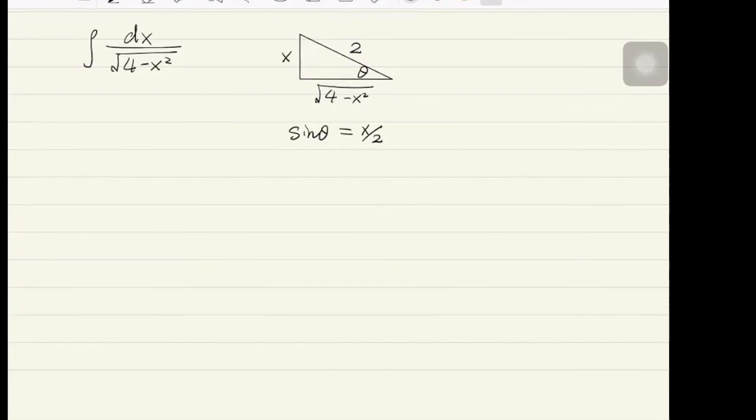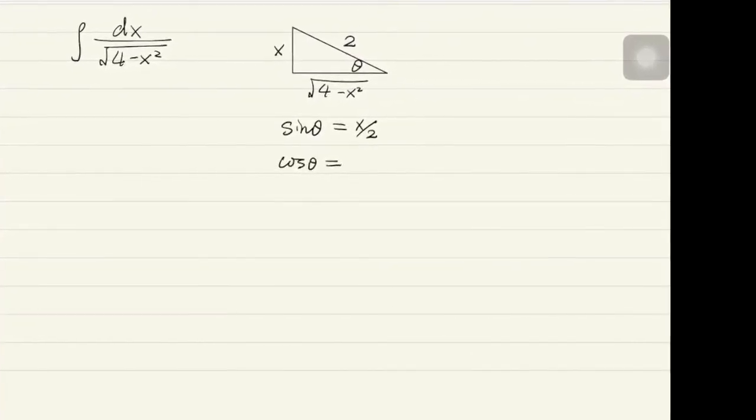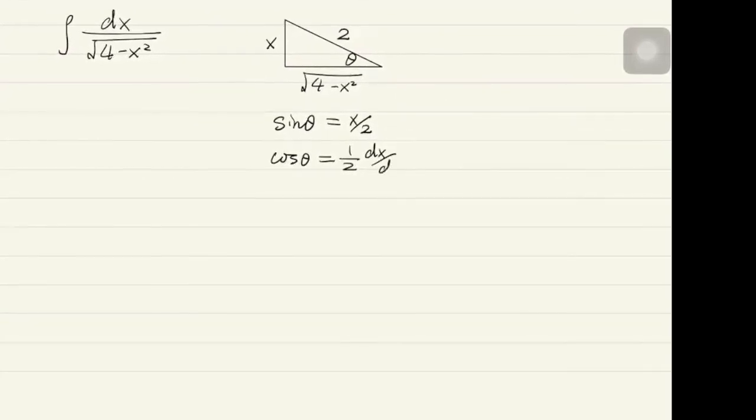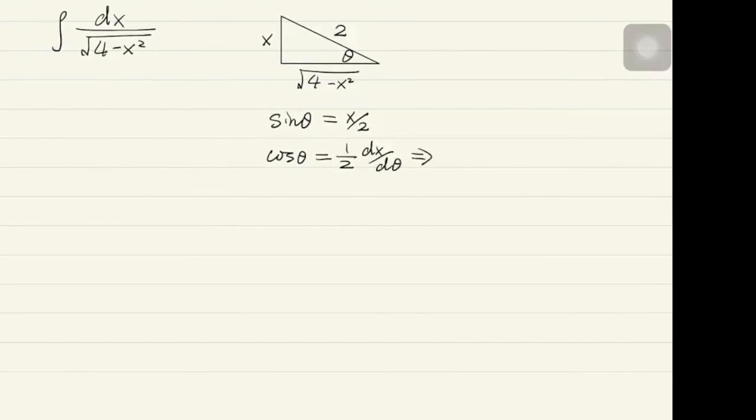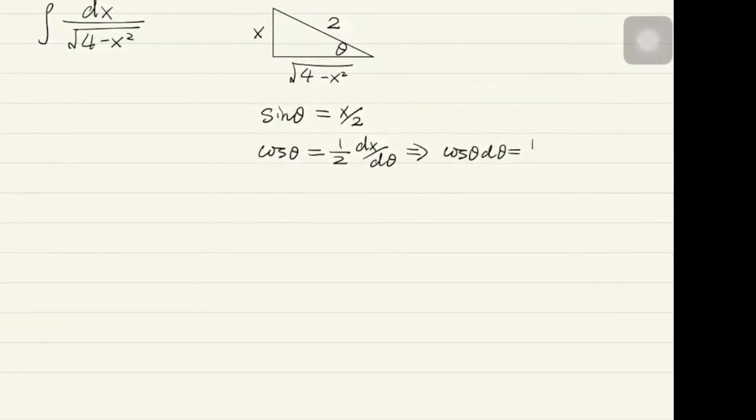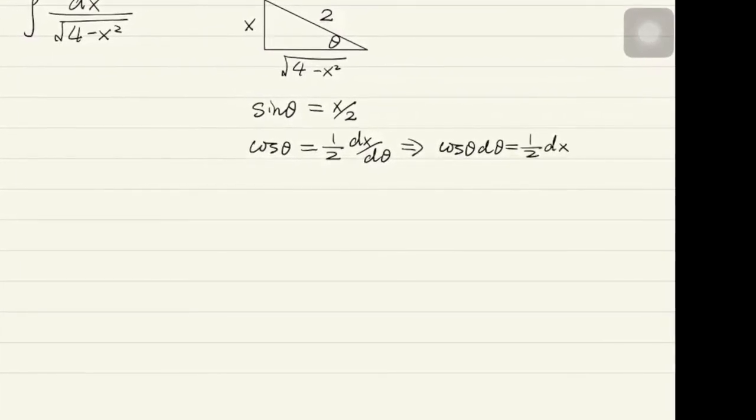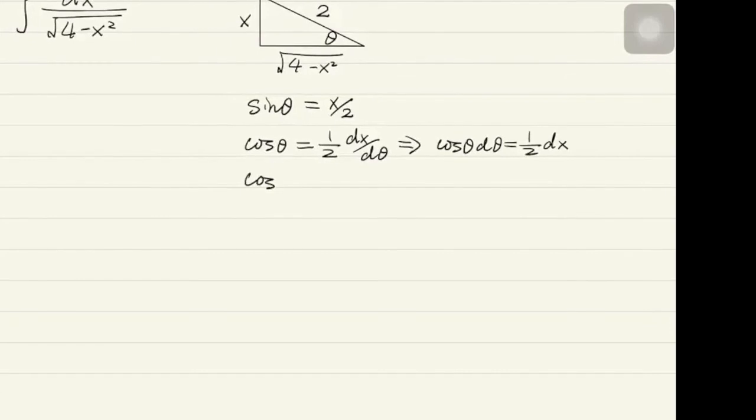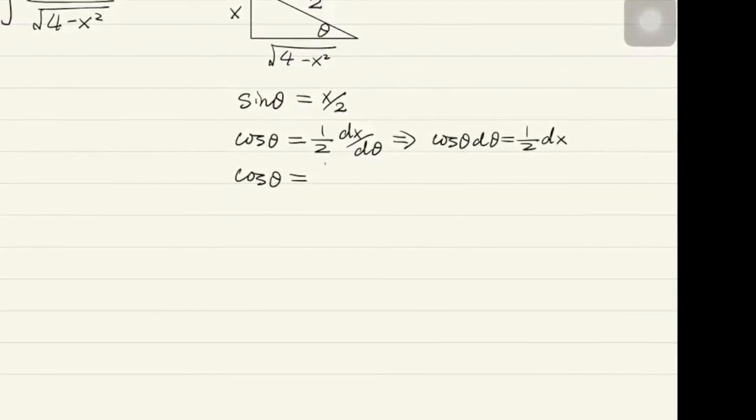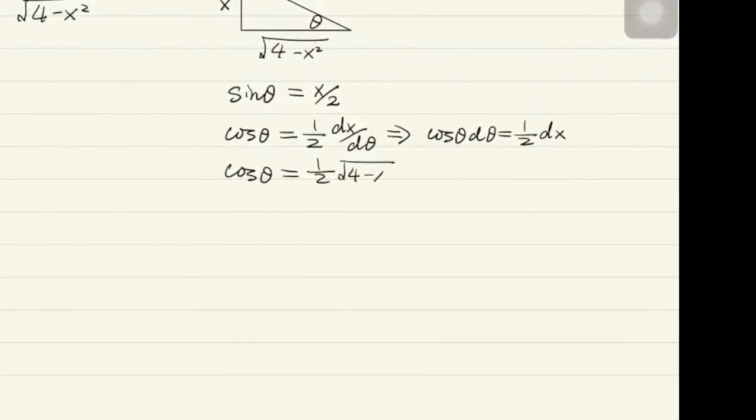And so we differentiate both sides. We have cosine theta is equal to 1/2 times dx by d theta, which means cosine theta d theta is equal to 1/2 dx. And then also cosine theta is equal to 1/2 times square root of 4 minus x squared.